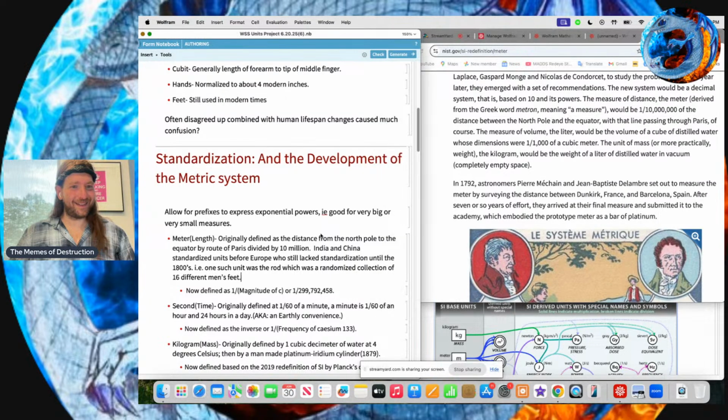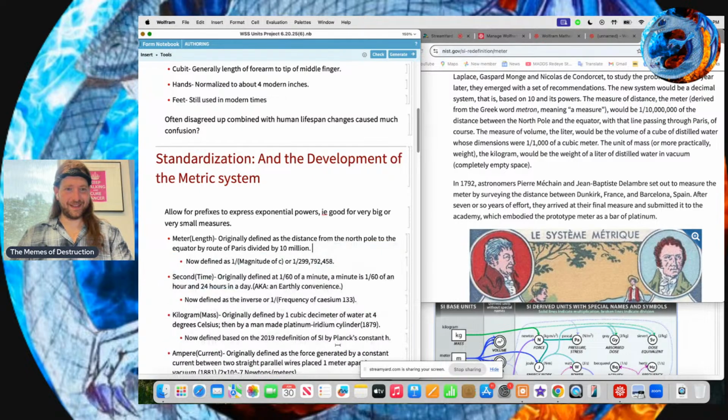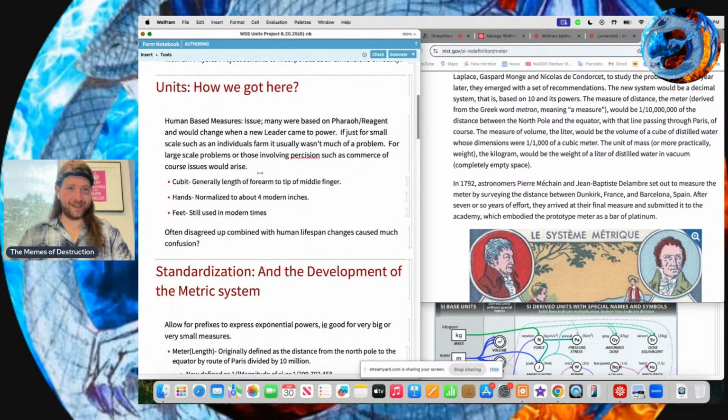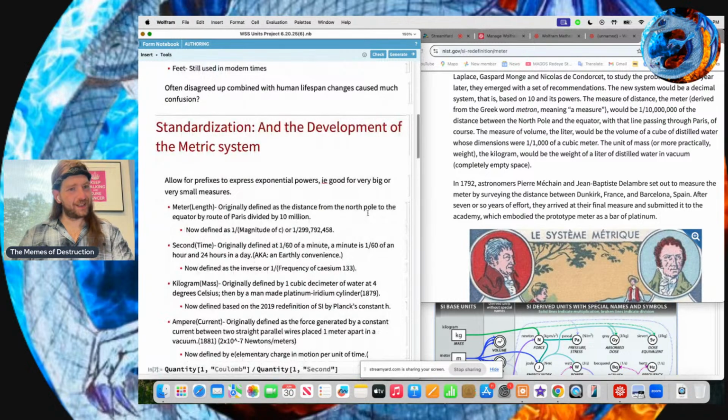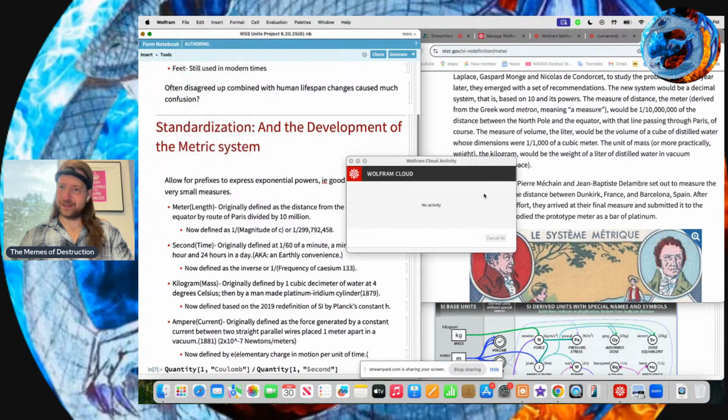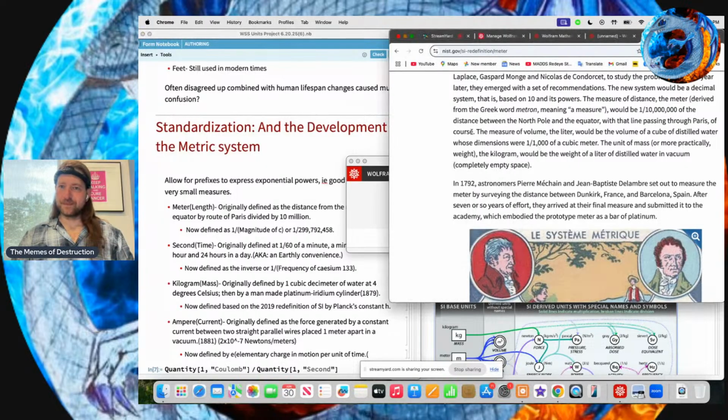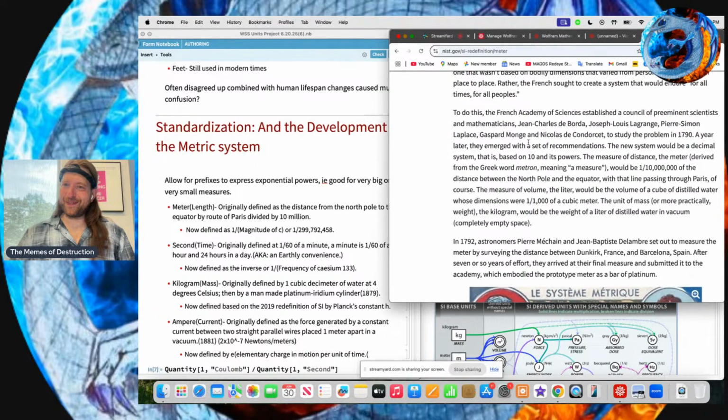Okay, all right, so, light. Should be up here. All right, so that's back for the history. File, save. Of course, the measure of volume. And then they divide the kilogram off that. Cool.